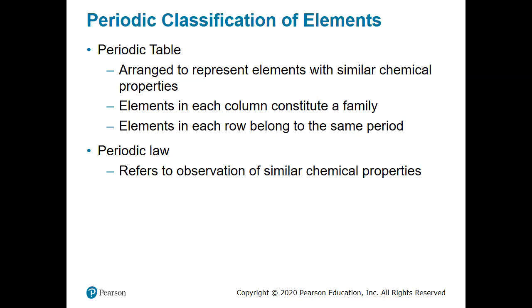Now, let's go over a little bit of terminology. The horizontal rows on the periodic table are referred to as periods. This is where the periodic part of the periodic table comes in. Each of those rows are referred to as a period. Each of these vertical columns is referred to as either a group or a family.